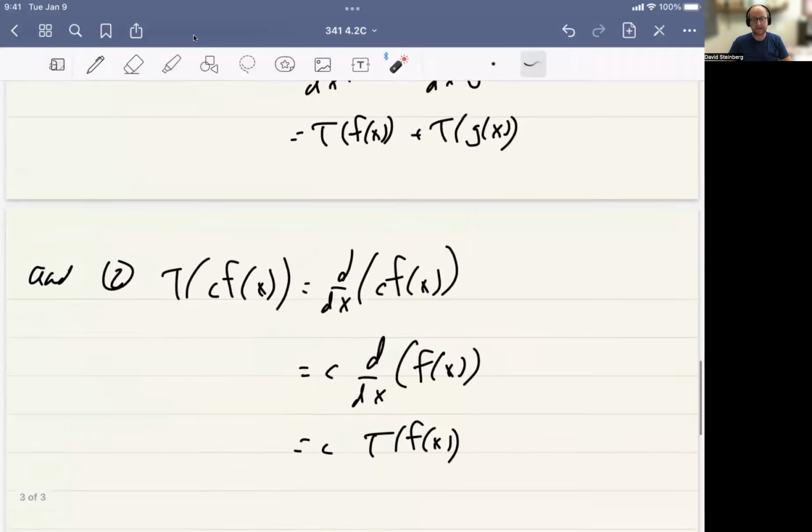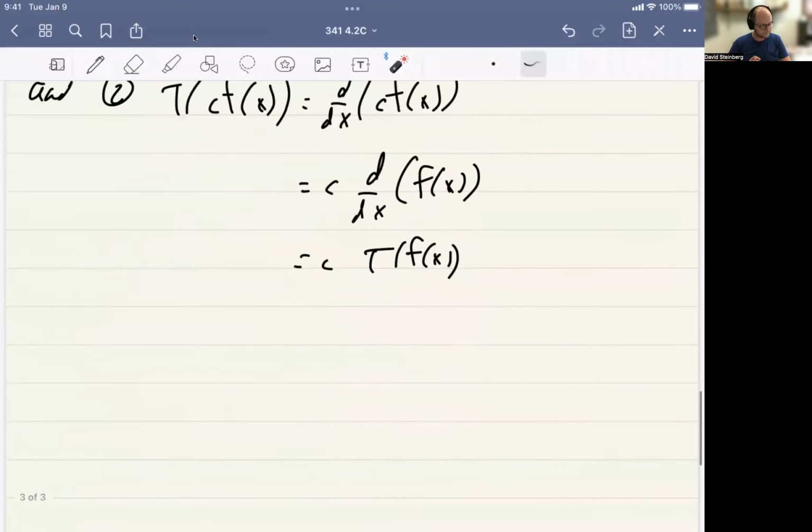And similarly, it respects scalar multiplication. T of c times f of x is just the derivative of some constant times f of x, and we know that we can pull constants out. And so this is c times the derivative, and that's just c times T of f of x. Okay, so then we have some huge monstrous vector space. We've got a linear transformation from itself to itself.